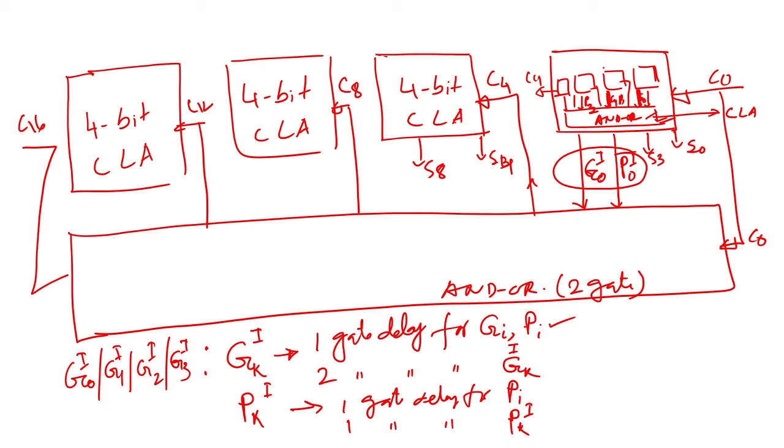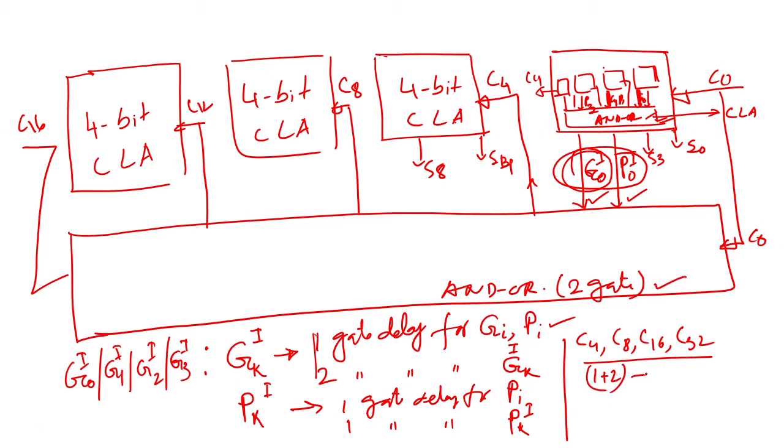Okay. So, therefore, it is taking 3 gate delay up to reaching this point, and then the next AND OR. So, therefore, C4, C8, C16, C32 will be generated in total. Here for GI it is taking 3 gate delay, because this is 1 plus 2, and generating this part takes plus 2. So, total 5 gate delay it will take to generate C4, C8, C16 and C32.